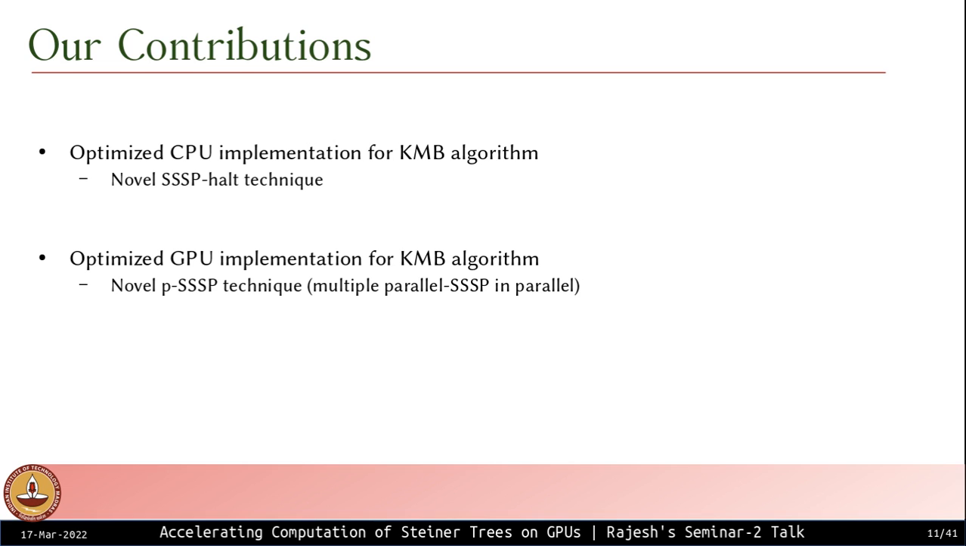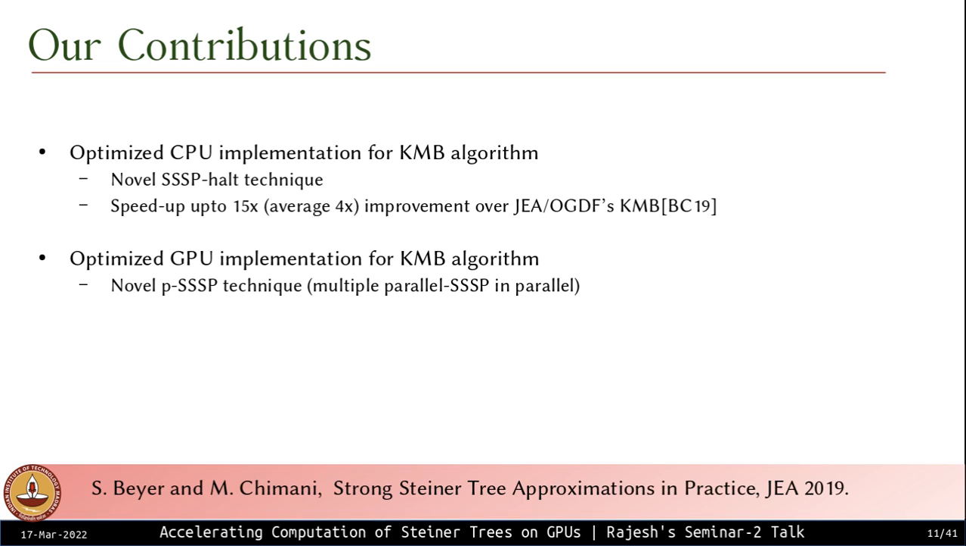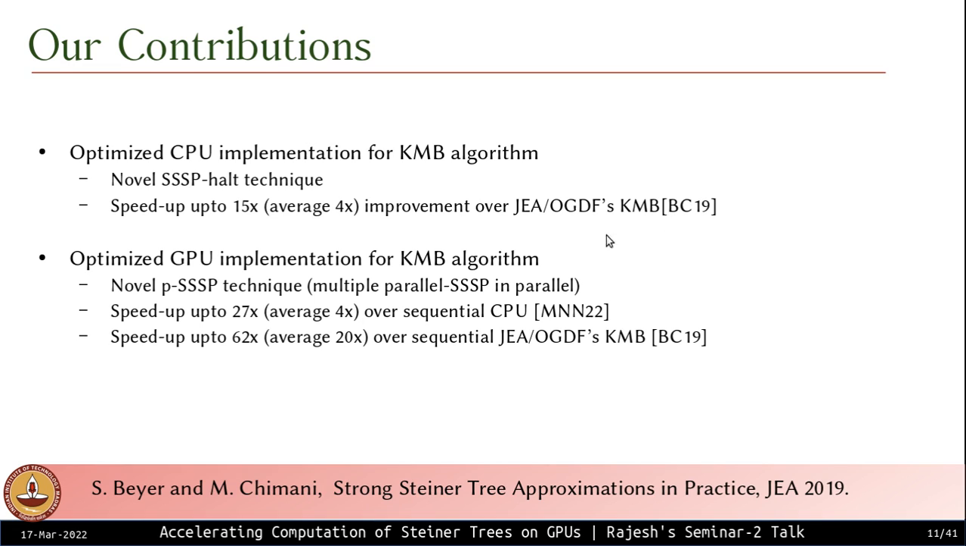So the CPU implementation improved the performance, got a speedup of 15x over the JEA's KMB, and similarly we got a speedup of 27x over our CPU implementation, which is the current best CPU implementation for the KMB. So similarly we got a 62x speedup over the JEA's KMB version.